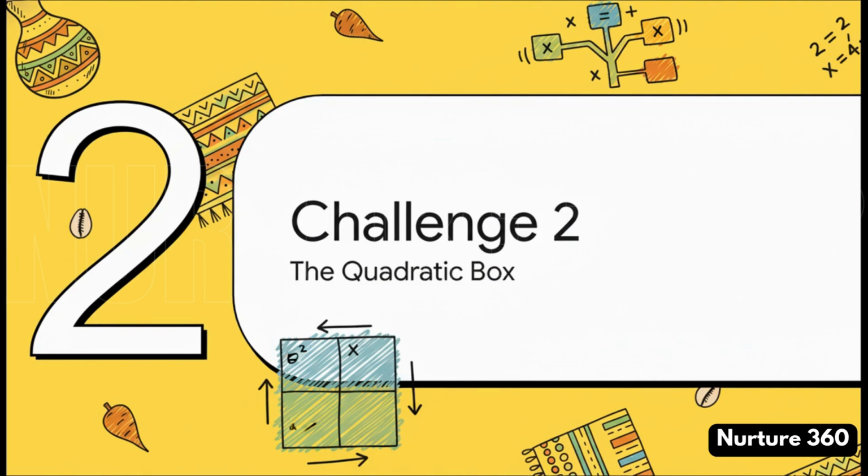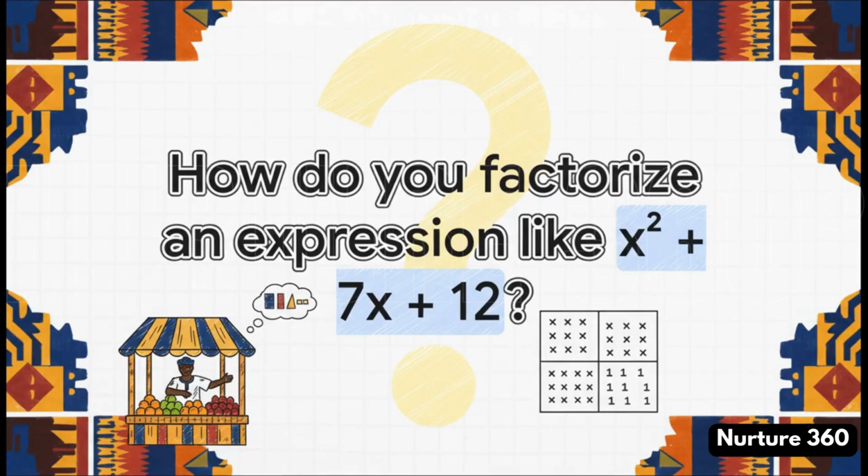Now for this, we've got this amazing visual tool that's going to make it all so much easier. I call it the quadratic box. See, look at this and you're thinking, how do we tackle an expression like x squared plus 7x plus 12? It's not a difference of 2 squares. It's not a perfect square. Nope, this needs a whole different approach. And it all starts with a little puzzle.